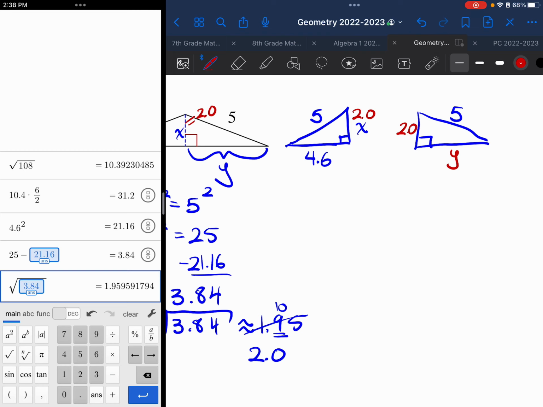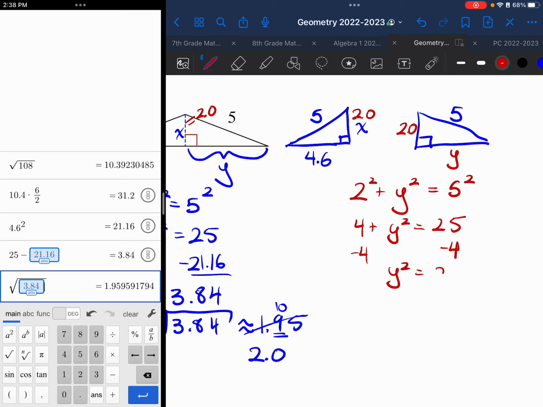To find y, I'm going to say 2 squared plus 5. I'm doing the same thing again. 5 is the hypotenuse. I need to put that on the other side. I need to see the other leg is actually y. So 2 squared plus y squared is equal to our 5 squared. And I know what 2 squared is off the top of my head. 2 squared is 4. 4 plus y squared is equal to 25. From there, I'm going to subtract 4, and y squared is going to be equal to 21.